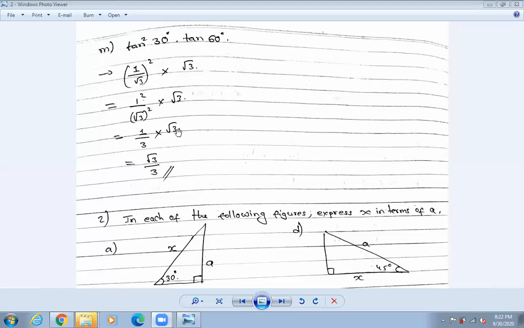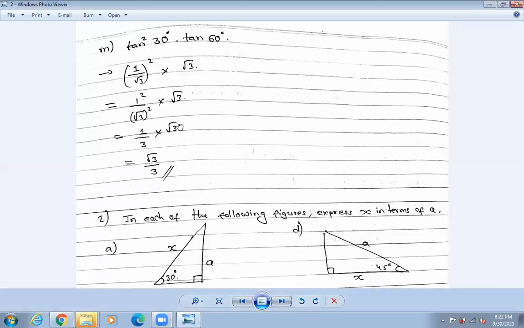So where is the root? It is already on top, so there is no need to multiply, no need to do the rationalization. So root 3 into 1, it will be root 3 divided by 3. So this is going to be our answer. But if the root is under, at the bottom, then we do need to rationalize as before. Okay, that means we need to multiply with the same root number, so that this is going to be our answer.